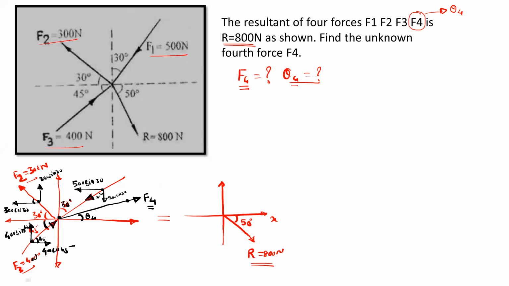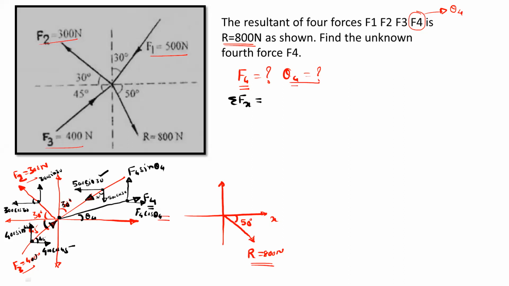So you can select one point on the line of action, draw x and y components, and F4 cos theta 4, and this is F4 sin theta 4. Okay, so now take summation Fx. So summation Fx means take all x components.